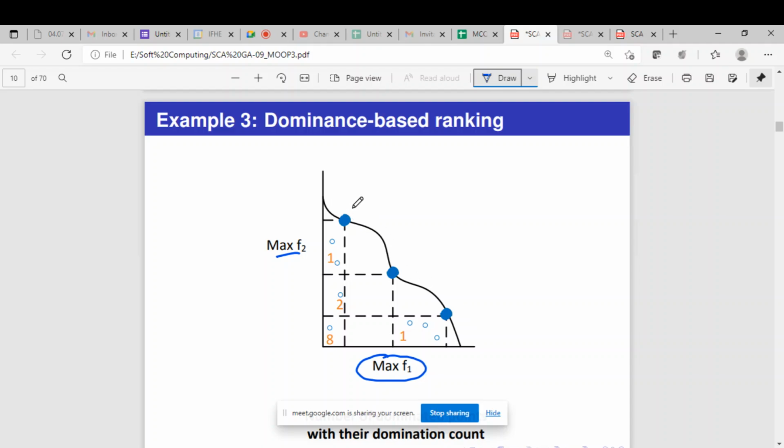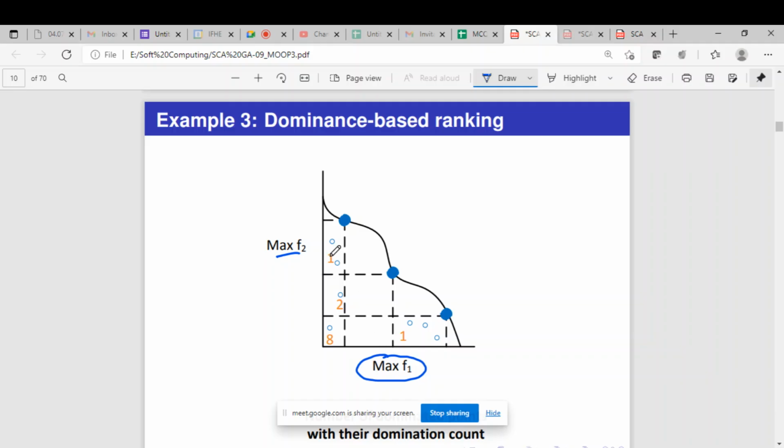Because here nobody is dominating anybody. Nobody is dominating anybody, right? See, this is not a solution at all here. Okay, this is just for understanding. This is not a part of the solution. These are the solutions. These small circles are the solutions. Okay. Now you tell how they are ranked.